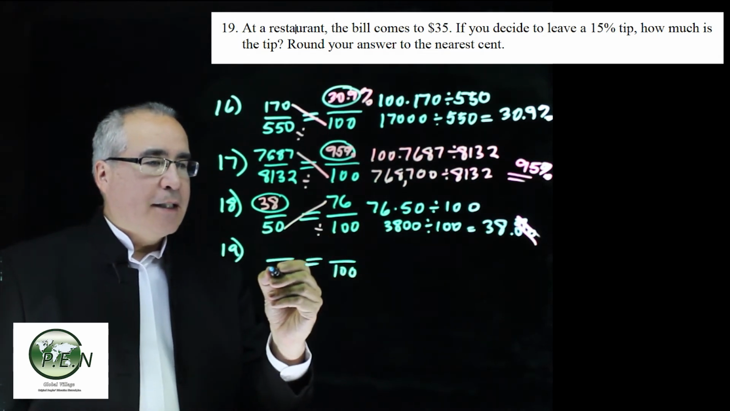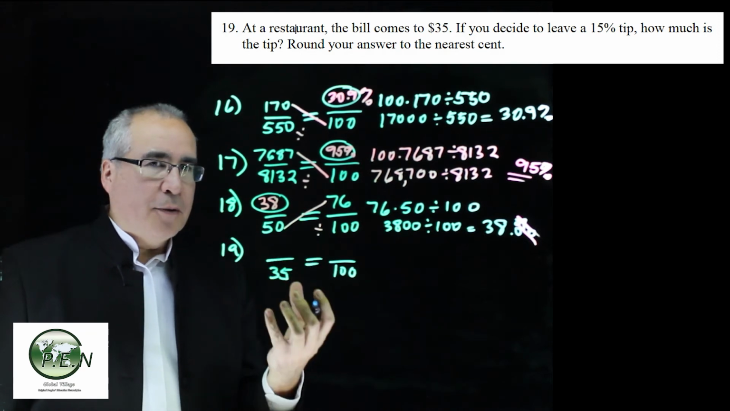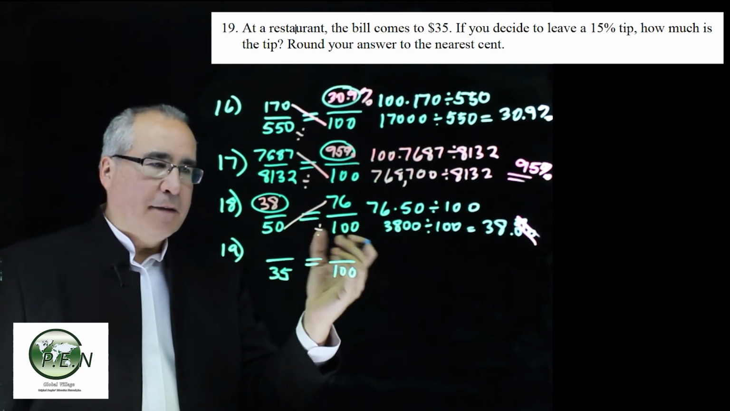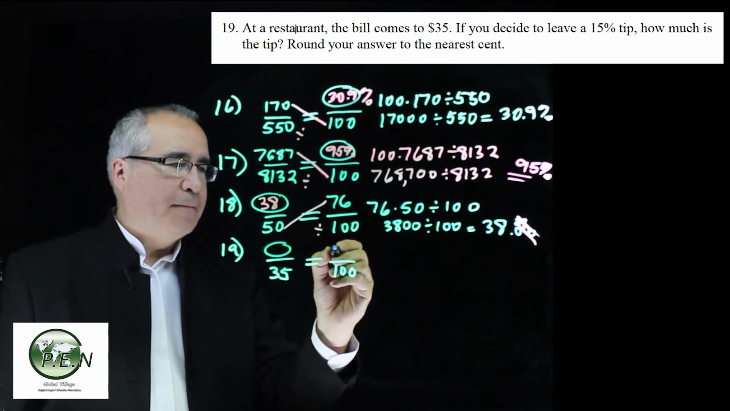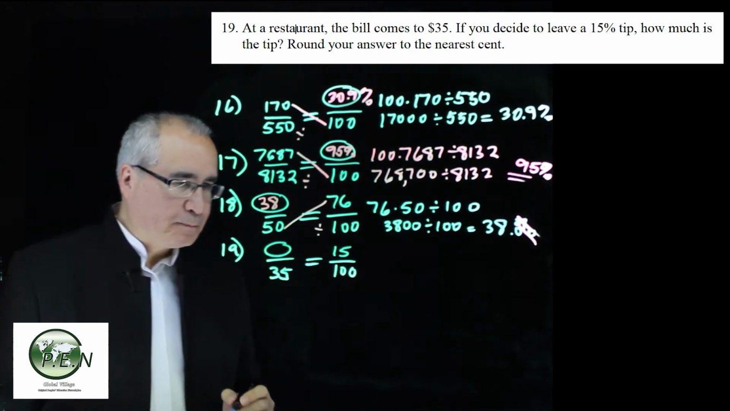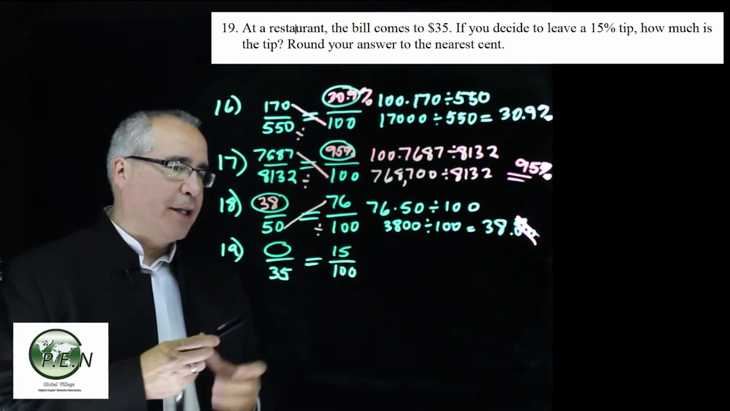Well, the bill totaled $35. We're going to give 15% of that. So it's a portion of this, the part we're looking for. And 15% goes over the 100.